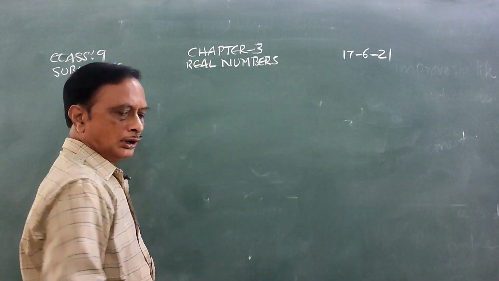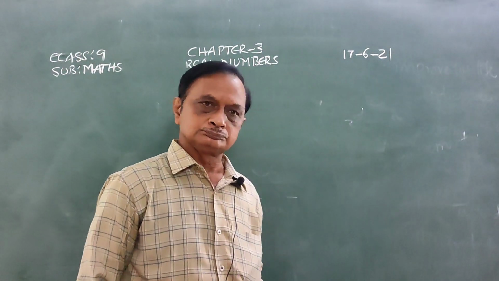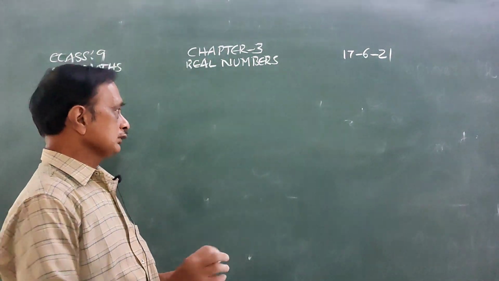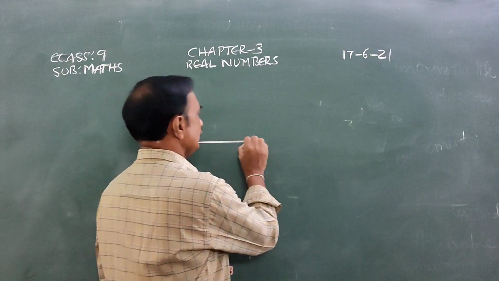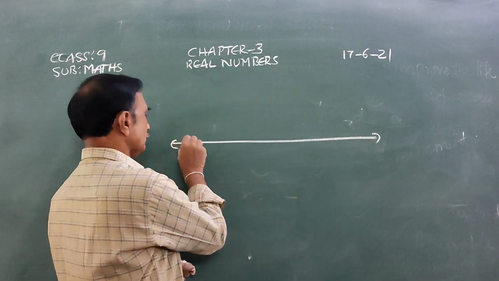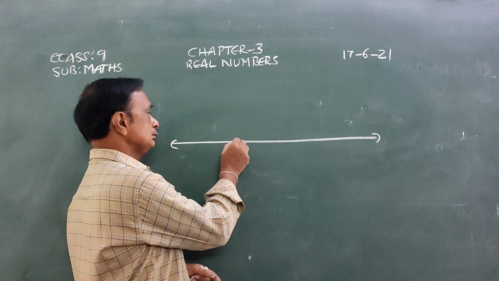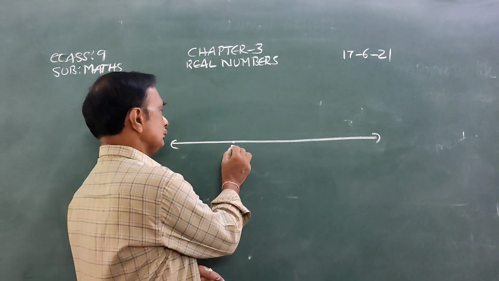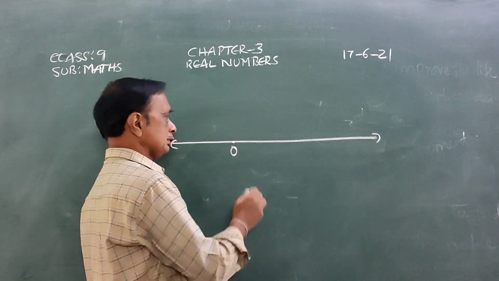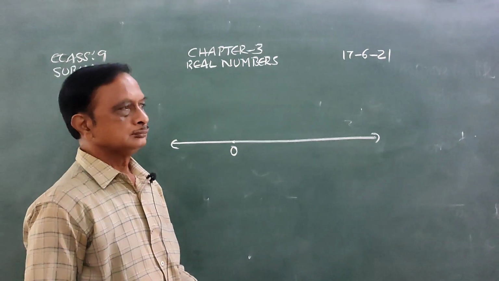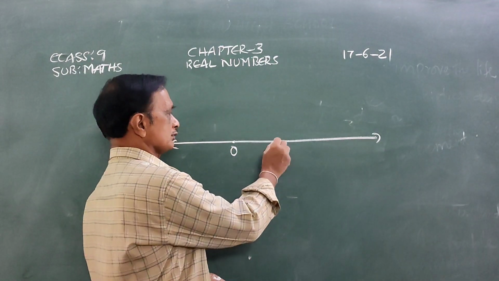Now, how do we represent a rational number on the number line? First of all, we draw a whole number line. How do you draw a whole number line? Draw a line first, mark a point on the line denoted as 0. On the right side of 0, mark points at equal distances.